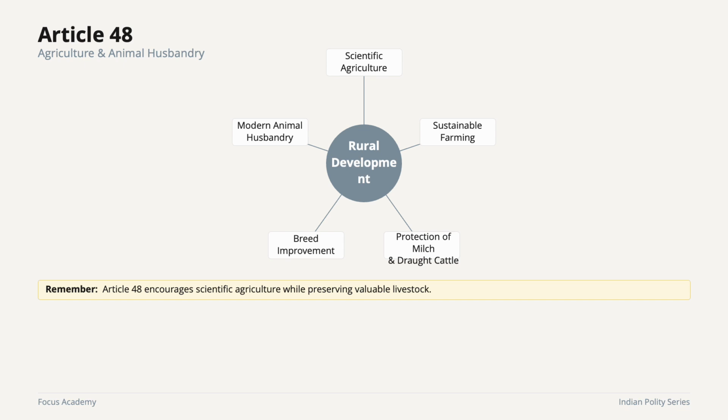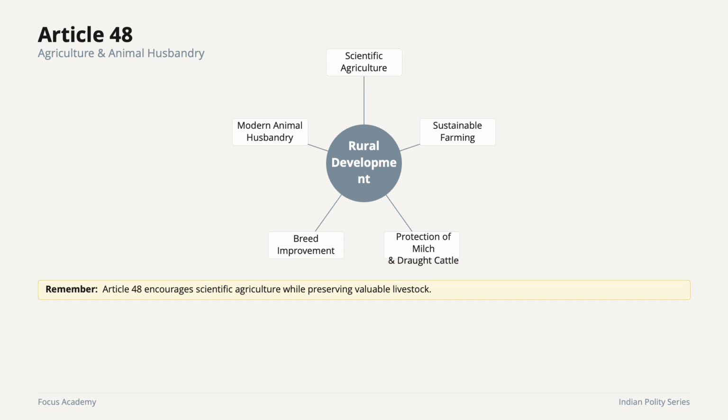Scientific agriculture, that's one. Modern animal husbandry, that's another. Sustainable farming, that's another, and it talks about a kind of farming that's sustainable, which means long-term planning, right? Long-term planning. And breed improvement: we have hybrid animals, a lot of hybrid animals, and different ways in which breeds of cattle and so forth are improved. And we have protection of milch and draught cattle.